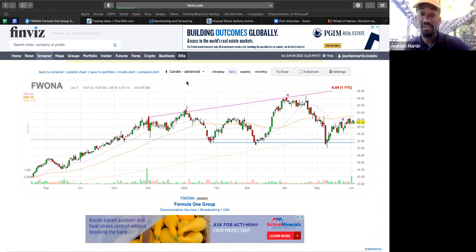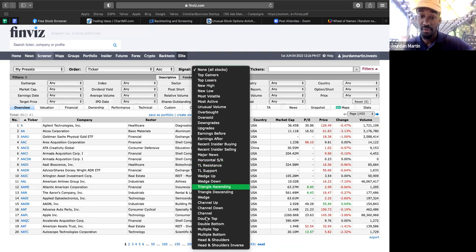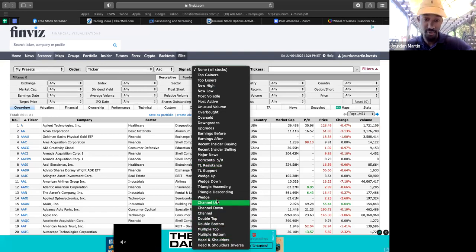So you can come in and sort on Finviz, and you can sort for double top patterns, triple tops, head and shoulders, wedges, and things of that nature.